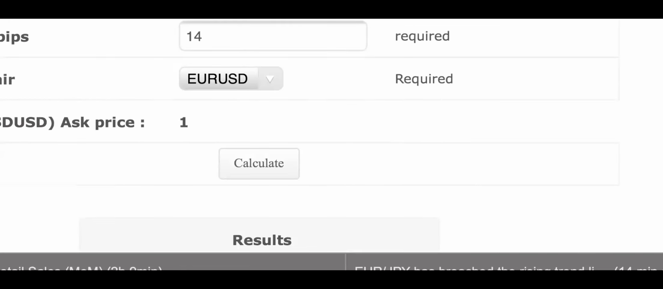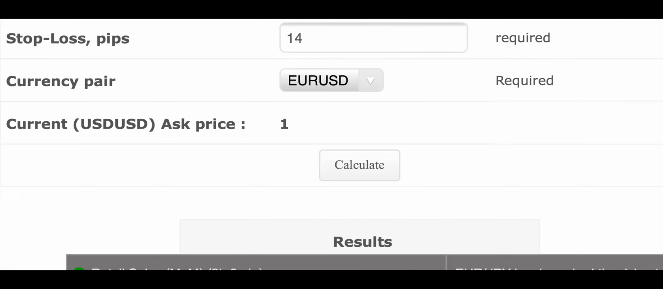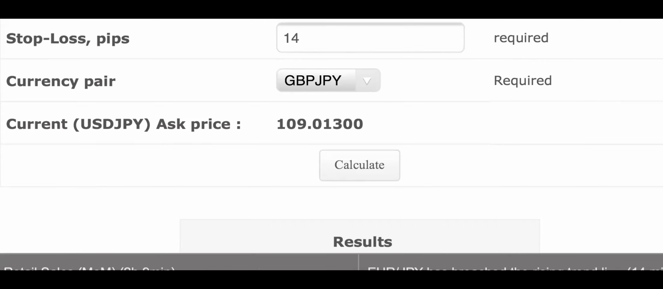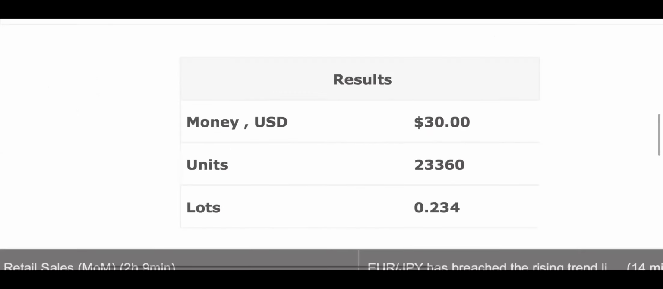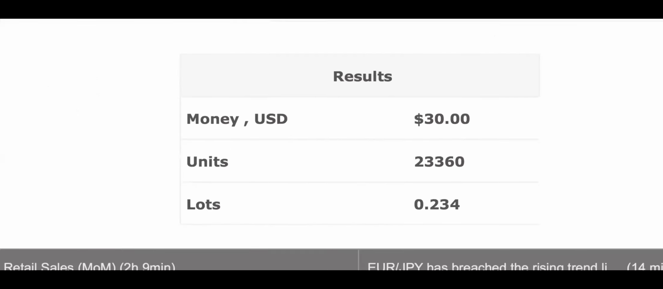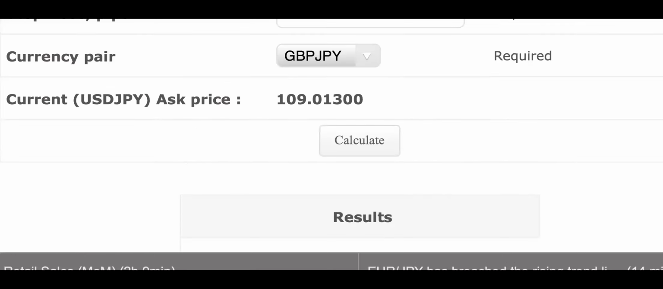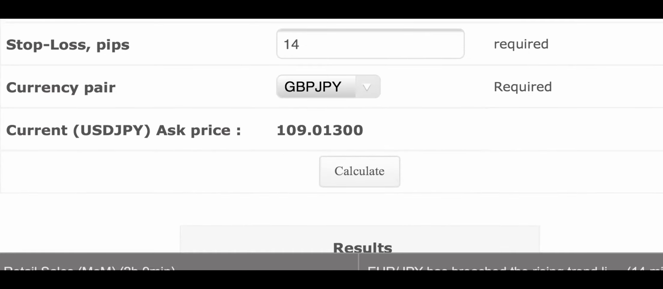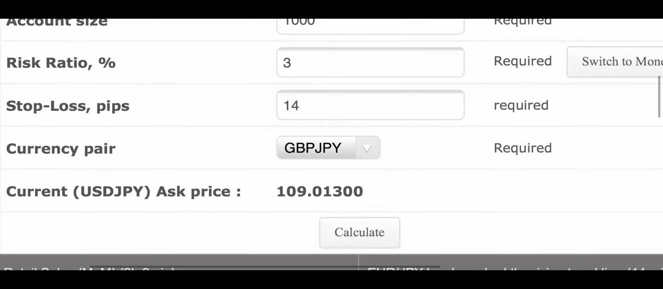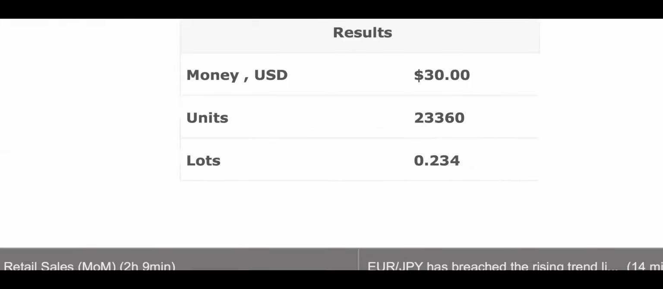And so, whatever pair you're trading, you just go here and I pick the Great Britain pound, and you calculate, and it's the same thing. So as you can see, the pair determines your lot size, because when I change it to the Great Britain pound Japanese yen, I still left it at a 14 pip stop loss, 3%. It's telling me that my lot size should be 0.234 instead of 0.214. And so this is really very helpful because it does a lot of that for you.